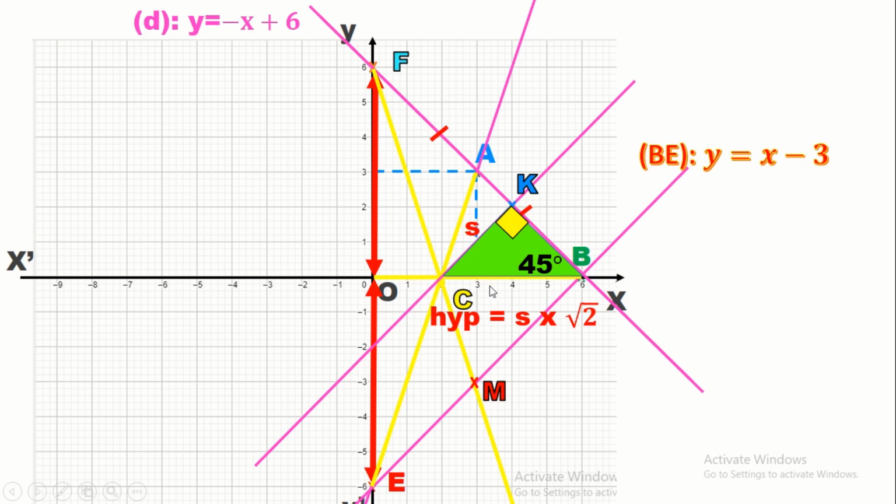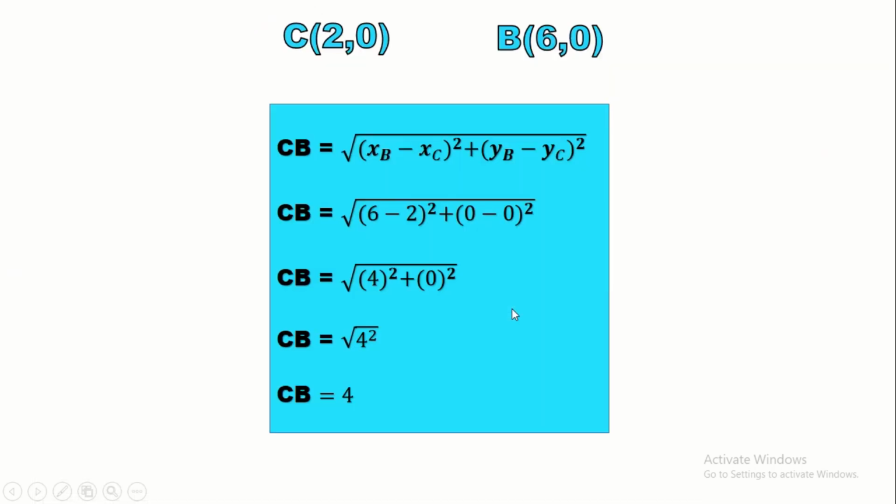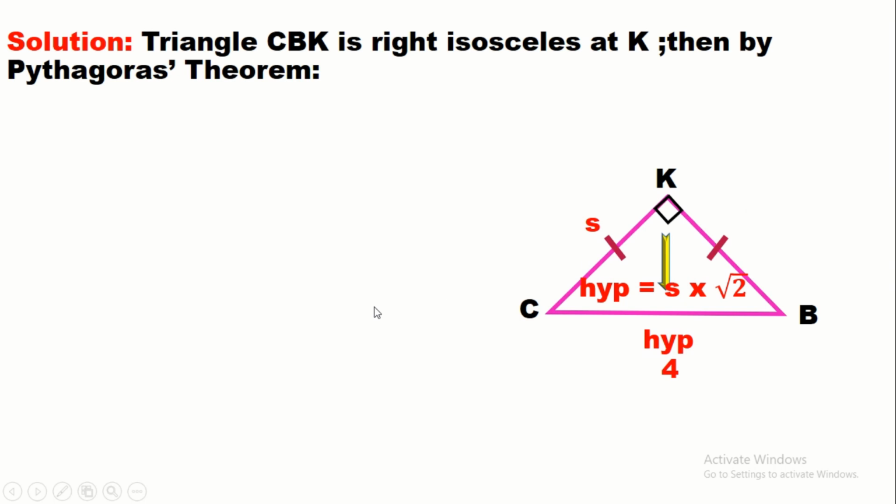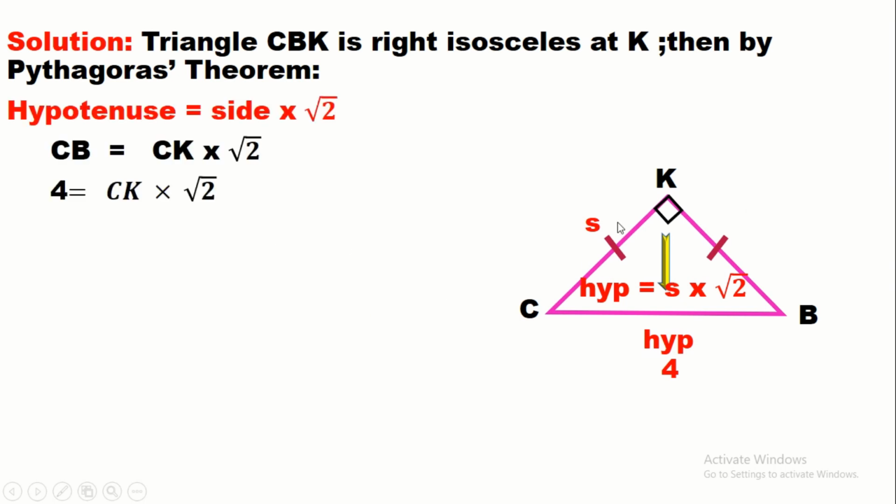We can find the length of CB. We have the coordinates of C and B. Or we can say that CB is 2 over 3 CO, since C is the centroid, we can find CB by any method we want. Here we have found it using radical of (xb minus xc) squared plus (yb minus yc) squared. Well, the hypotenuse is 4, which is equal also to side times radical 2. If we apply Pythagoras theorem for right isosceles triangles, we can find the length of the sides.